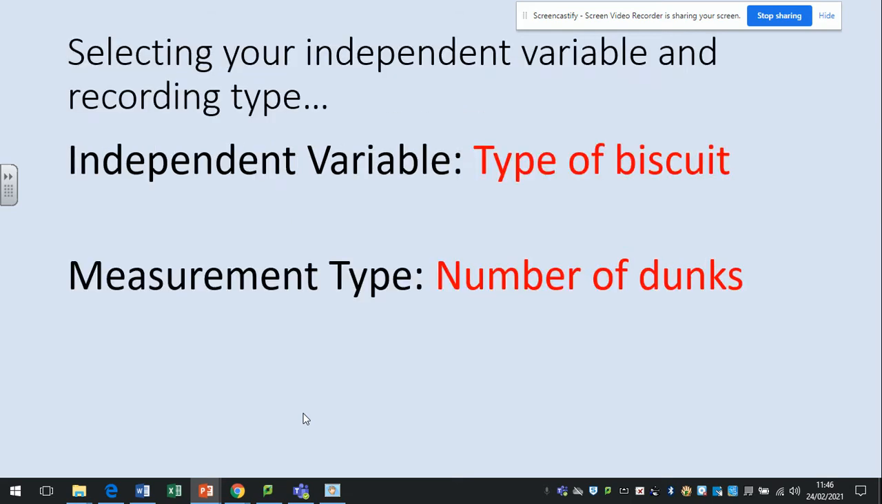Now that you've selected your independent variable, you're going to select your recording type. So for me, my independent variable, the thing I'm going to change in my fair test, my experiment, is going to be the type of biscuit. The measurement type I'm going to use is the number of dunks before it collapses.